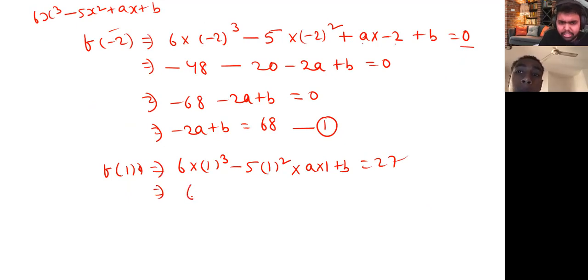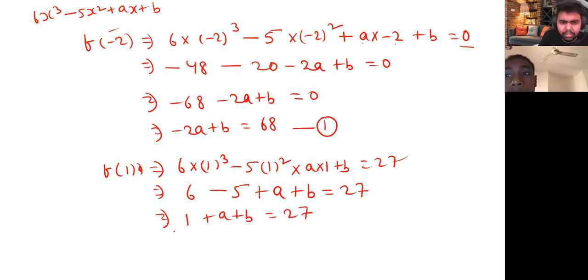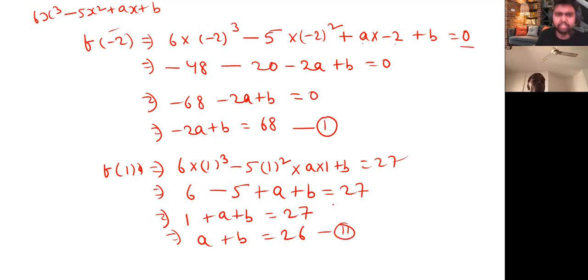1 cube would be 1. It would be just 6, minus 5, plus a, plus b is equal to 27. And here I would have 6 minus 5, that would be 1, plus a plus b is equal to 27. And here I would have a plus b is equal to 26. That 1 goes to this side. Now I have two equations.